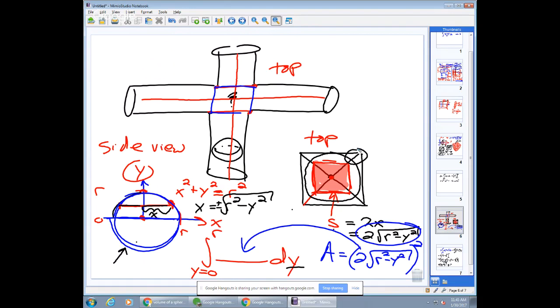Anybody want to take a shot at drawing this 3D figure? What does it look like? We know what it looks like from the top. We know what it looks like from the side. If we look straight on the side, we'll see a circle. If we look straight down on the top, we'll see what looks like a square pyramidal type thing. But what does it look like if we look at it from an angle?